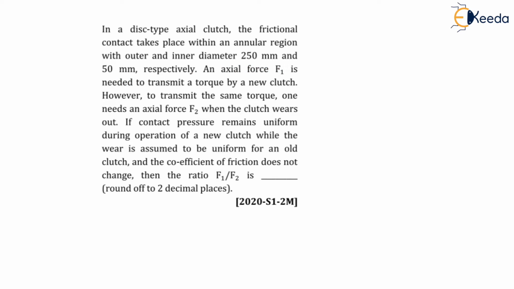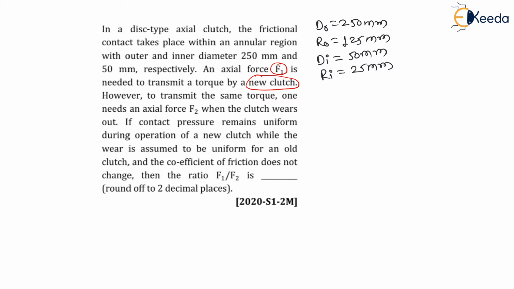Now my dear students, outer diameter DO is given 250 mm. Therefore outer radius we can say is equal to 125 mm, definitely, and inner diameter DI is given 50 mm. Therefore inner radius Ri we can say 25 mm, definitely, right? These values are given respectively, and axial force F1 is needed to transmit a torque by a new clutch. Now here axial force F1 is required for a new clutch, and new clutch means uniform pressure theory.